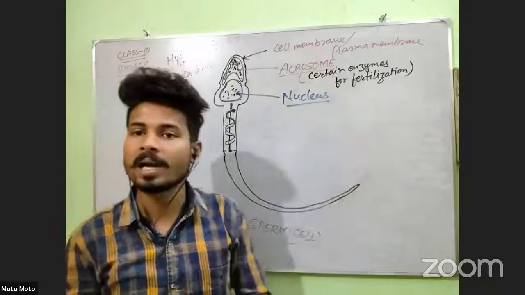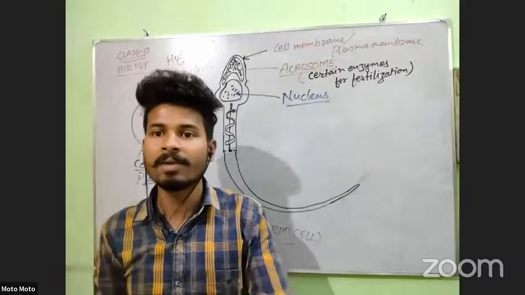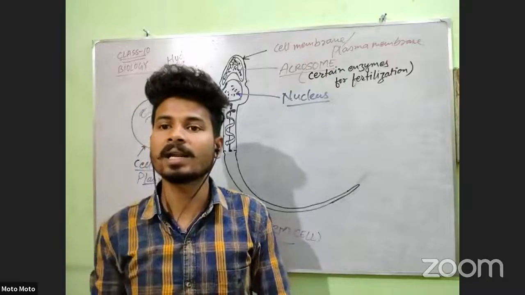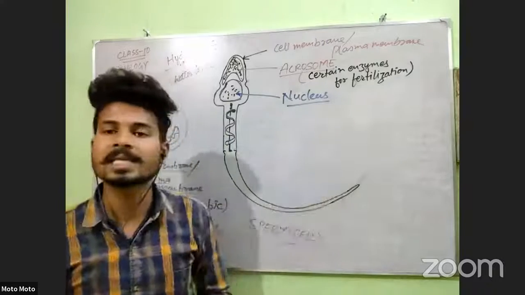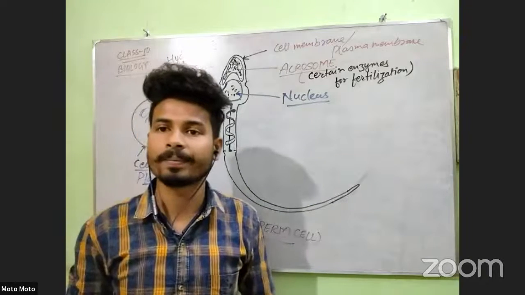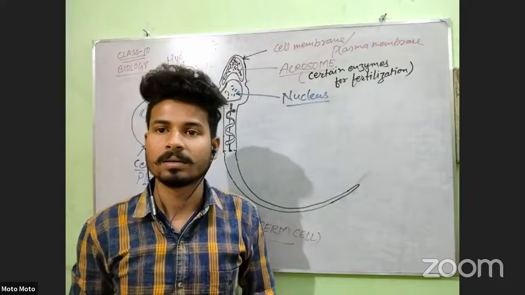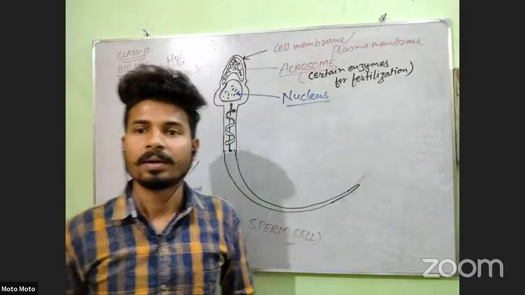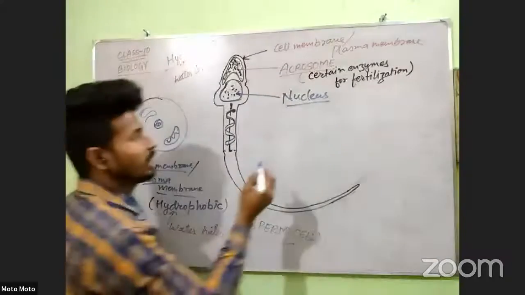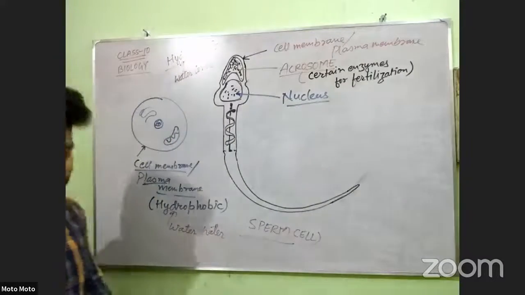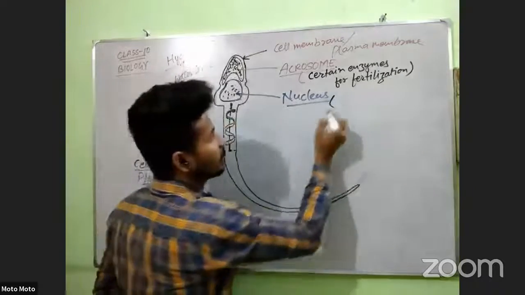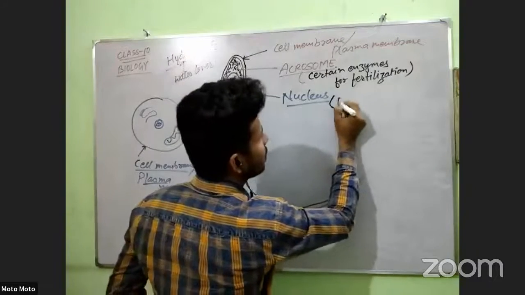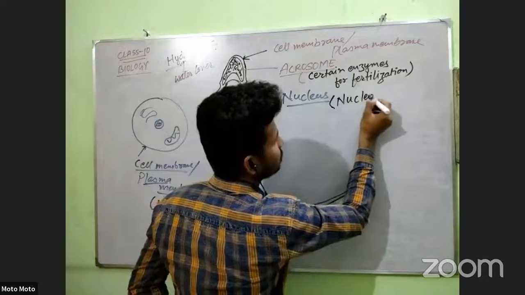Nucleus contains a liquid, as a cell contains a liquid, and that liquid is called cytoplasm. In the same way, the nucleus contains a liquid, and that liquid is called... sorry, nucleoid. Sorry, this is the nucleoplasm.